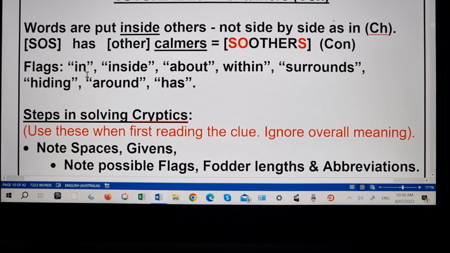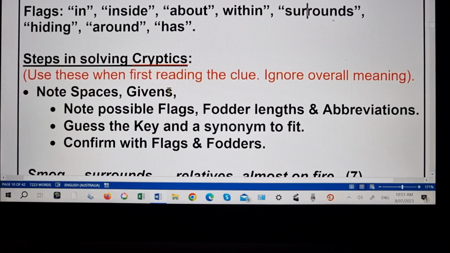Flags, warning you that a container is to be used: inside, like other is inside SOS. Here, SOS is about other. Other is within SOS. SOS surrounds other. Hiding, SOS is hiding other. SOS is around other. And as we got here, SOS has other. Okay?